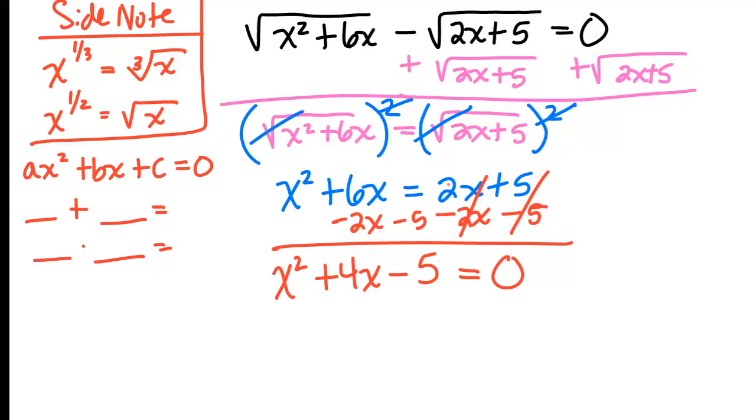So what do they have to add up to? 4. And then multiply to a times c, which is negative 5. So 5 and negative 1. Yes. The only options for multiplying to negative 5 are 1 and negative 5 or negative 1 and positive 5. So I know this has to be a 1 and a 5. But because the 4 is positive, I want the smaller one to be negative, okay? So then I can factor this into two binomials.